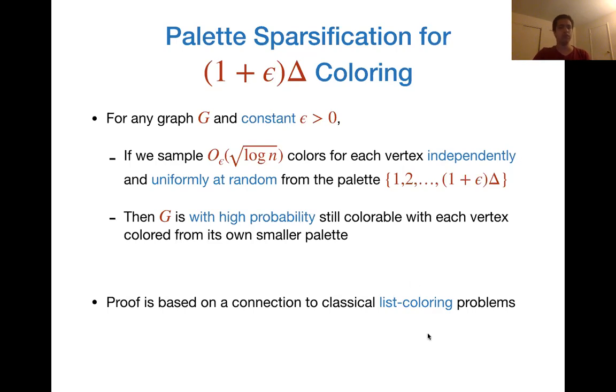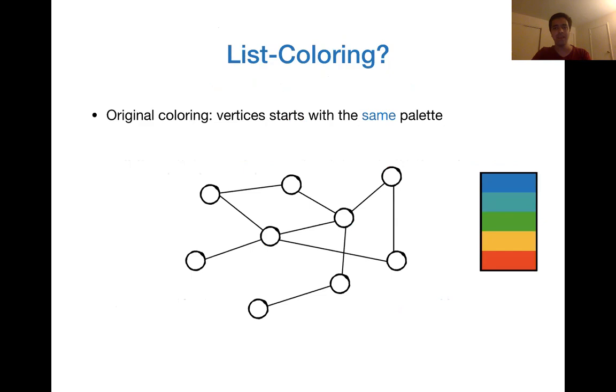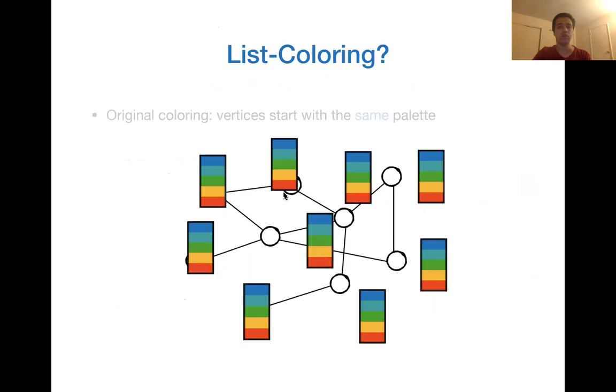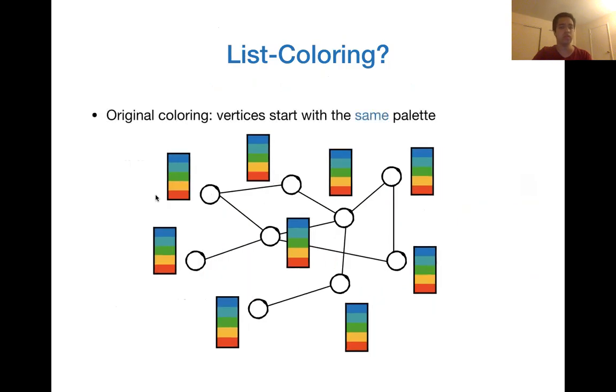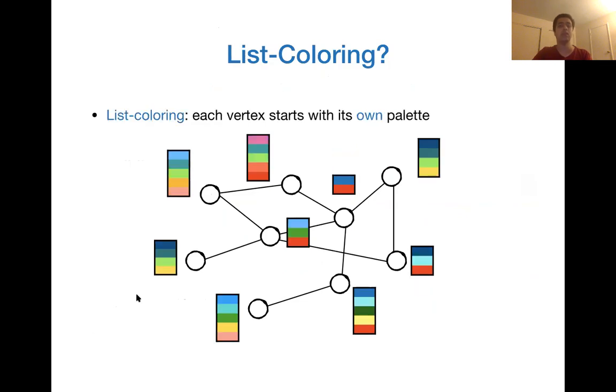The proof, as I told you, is based on a connection to list coloring problems. So let me tell you what list coloring is. Remember that in the original coloring problem, every vertex started with the same palette of colors, and we had to use one color from the palette of each vertex to color the graph. List coloring is the same concept, but the difference is that now each vertex has its own unique palette, and the palette sizes might be different. The total number of colors used across the palettes can be very different. There's no reason that the palettes are exactly the same. The rest is exactly as before.